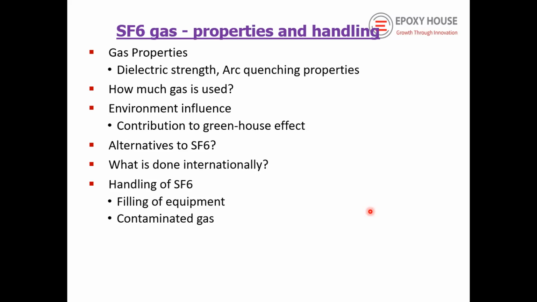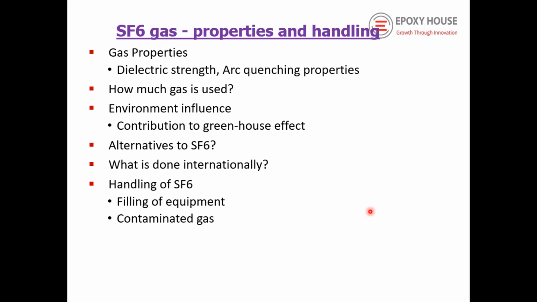Even with carbon dioxide as the reference, the global warming potential of SF6 gas is about 2,300 to 400 times higher. That's the reason internationally people are putting more pressure to reduce the consumption of SF6 gas. One initiative is to reduce the gas volume by reducing the size, so the optimization of the equipment is going on. That is one of the reasons.